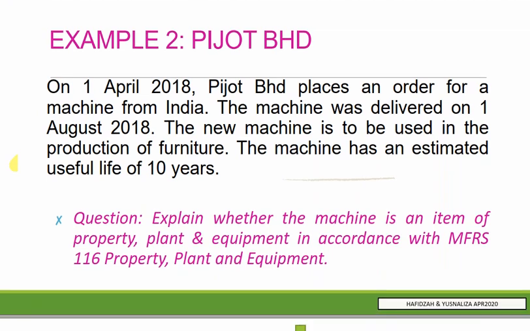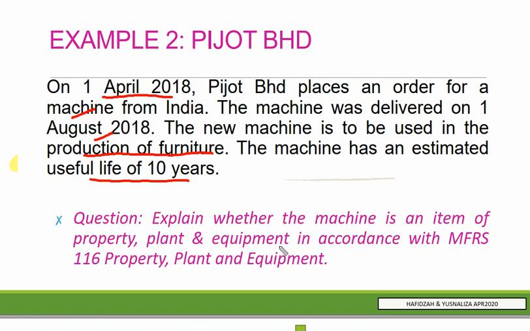All right, let us look at example 2, Pijot Berhad. On 1st July 2018, Pijot Berhad places an order for a machine from India. The machine was delivered on 1st August 2018. The new machine is to be used in the production of furniture. So this is the reason you acquired that machine. It is going to be used in the production of furniture. The machine has an estimated useful life of 10 years.